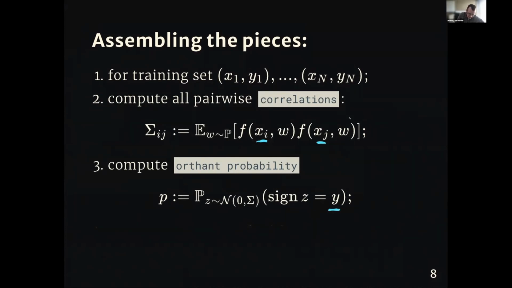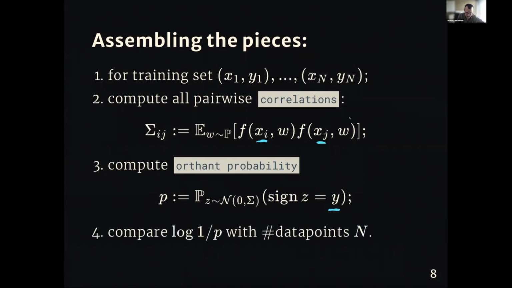And then the final step is we get P, and we compare log 1 over P with the number of data points. By PAC-Bayes, if log 1 over P is smaller than the number of data points, then we should generalize on average.